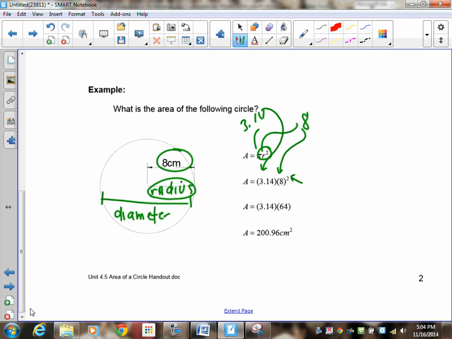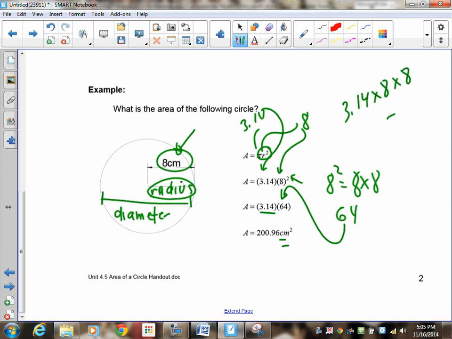So this would be calculated as 8 squared, which is 8 times 8, and that's 64. So that's where this 64 comes from, 8 times 8. Once I have the power calculated, now I can multiply by 3.14, and 3.14 times 64 is 200.96. Remember, we're doing an area, so we're working with centimeters squared. I got centimeters from the question right here. In your calculator, the easiest way to calculate it is to go 3.14 times 8 times 8, and then press equals, and it will give you 200.96.